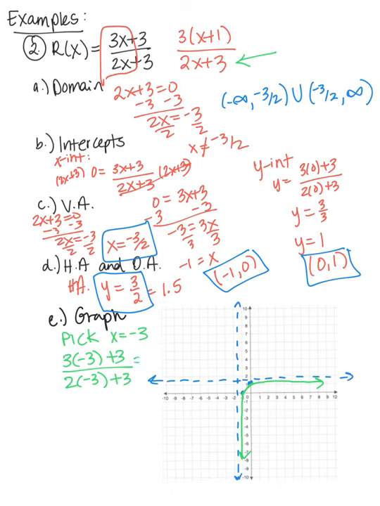So I'm going to end up with a negative 6 over a negative 3, which is going to give me 2. So I'm going to have the ordered pair negative 3, 2 to go graph. Okay. And let's say that I wanted to pick the point negative 2. So I can plug that in. And it's really whatever points that you want to pick.